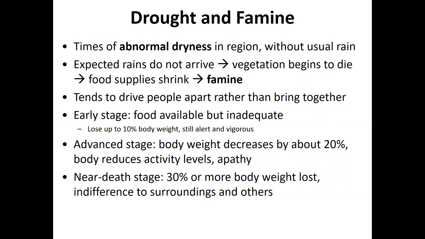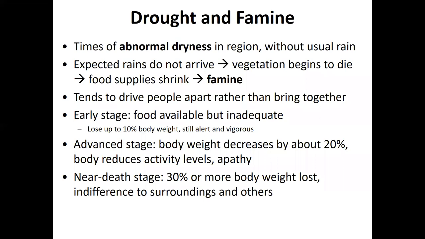Times of abnormal dryness in a region is known as a drought. And so during droughts, without the usual rainfall, vegetation begins to die. Food supplies shrink, and that results in famine. And so famine tends to drive people apart rather than bring them together.